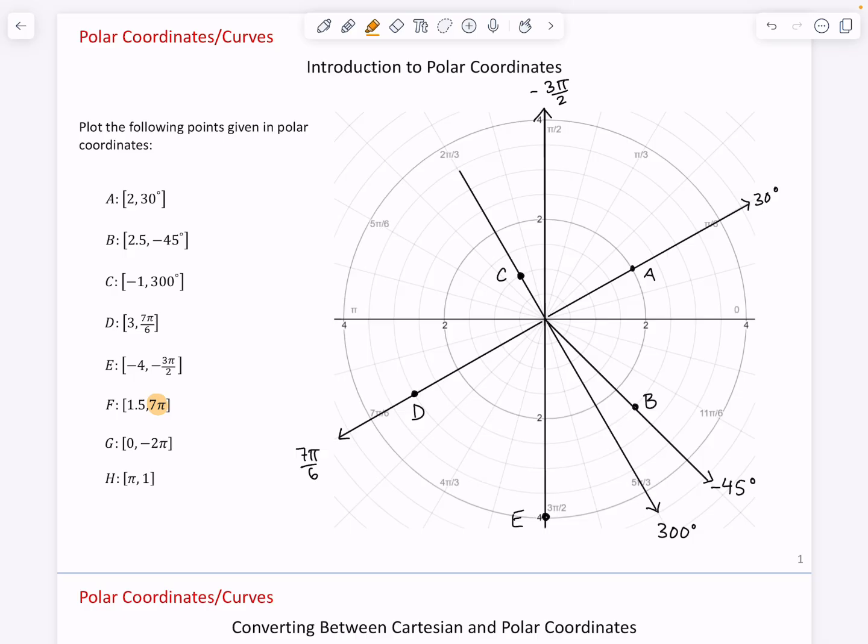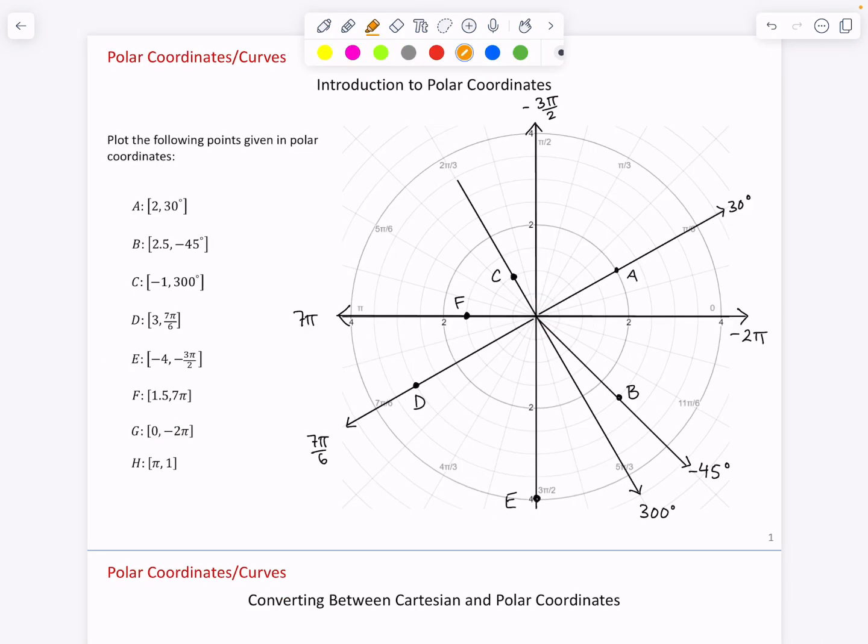Point F, we rotate 7 pi counterclockwise, 1 pi, 2 pi, 3 pi, 4 pi, 5 pi, 6 pi, and 7 pi. And then we go a radius of 1.5 units in that direction, putting point F right here. Point G, we rotate negative 2 pi, which is just 1 full rotation around the circle clockwise. But then we go a distance of 0 units away from the origin. So point G is actually just at the origin. In fact, if r is 0, then it won't matter what theta is, indicating the possibility that there may be more than one way to express a location in polar coordinates.